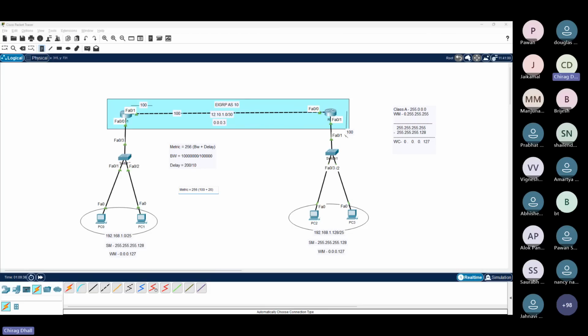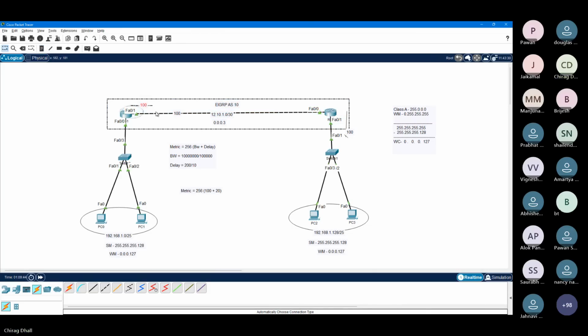We have a question: how are we calculating delay? 100 is for this interface, and 100 is for this interface. And we said we have to divide it by 10. So 200 divided by 10 is 20. Make sense? Now please calculate 256 multiplied by 120 on your calculator and let me know the result. Three zero seven two zero.